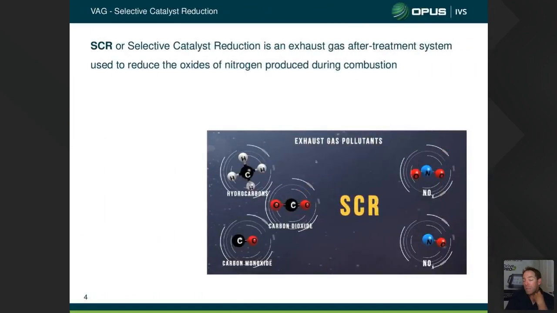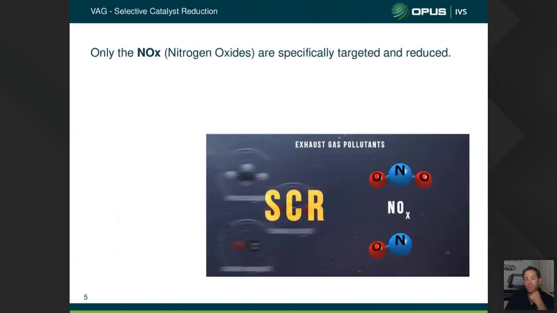All right, so SCR, or Selective Catalyst Reduction, is an exhaust gas after-treatment system used to reduce the oxides of nitrogen produced during combustion. So it's all about NOx reduction. Only the NOx are specifically targeted and reduced with SCR. It's quite a great system. It does work very well, but it is an expensive system.